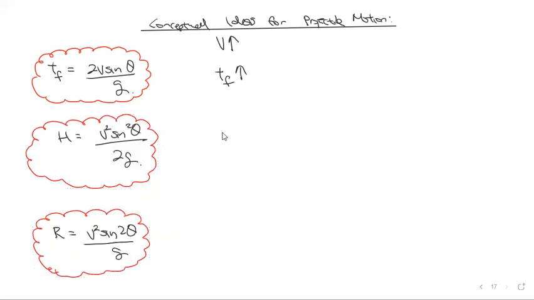All right. What about the max height? Increases as well. Right. All of those make sense. So as you throw it harder at the same angle, you would expect that it stays in the air longer, it goes higher, and it goes further. All right. Now, how is time of flight affected by theta?